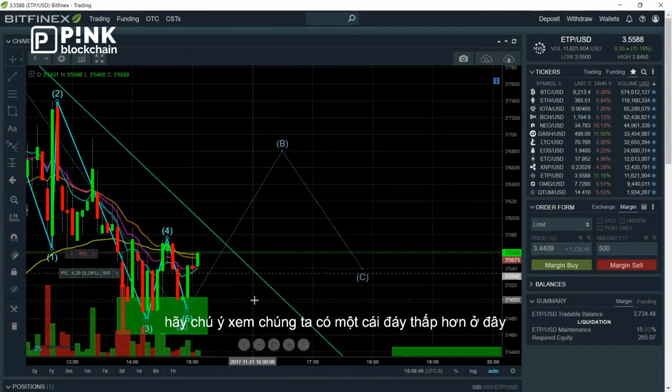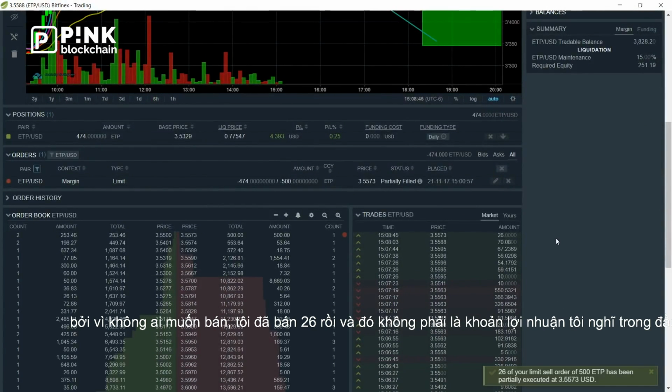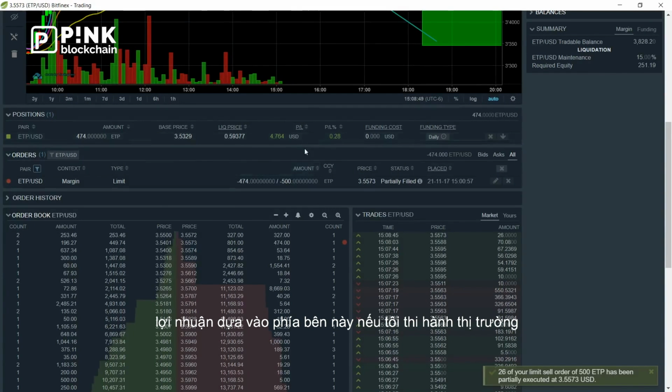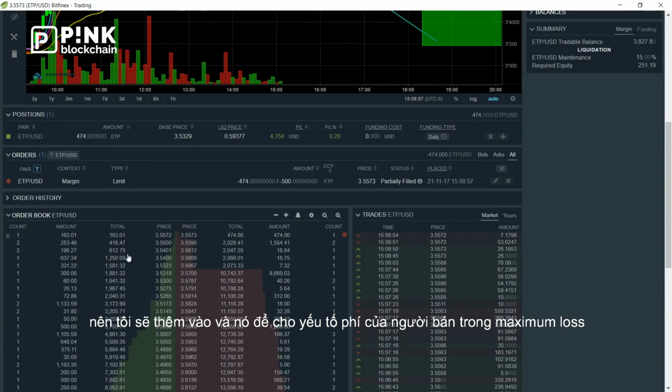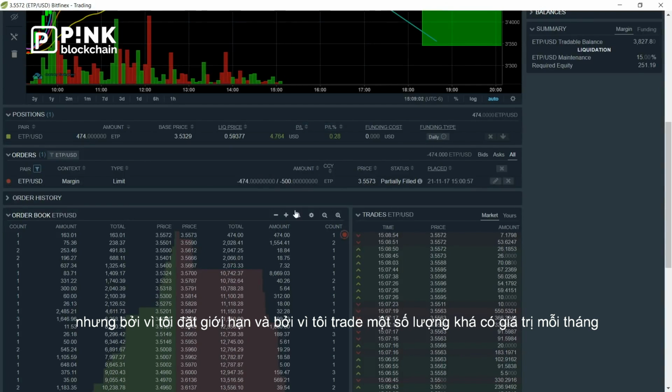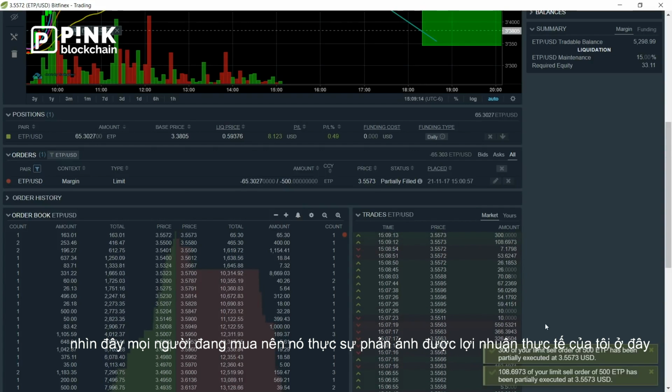So notice we're getting a lower low here. It's just a matter of time till people start buying and it goes up because nobody wants to sell. I sold 26 already, and that's not the actual profit, keep in mind, okay? The profit is based on this side right there if I were to do a market execution. So that would be for the maker fee, right? And that factors in the maximum loss. But because I put a limit up, and because I trade a fairly substantial amount every month, my fee on the maker side would actually be zero. So see, people are buying.